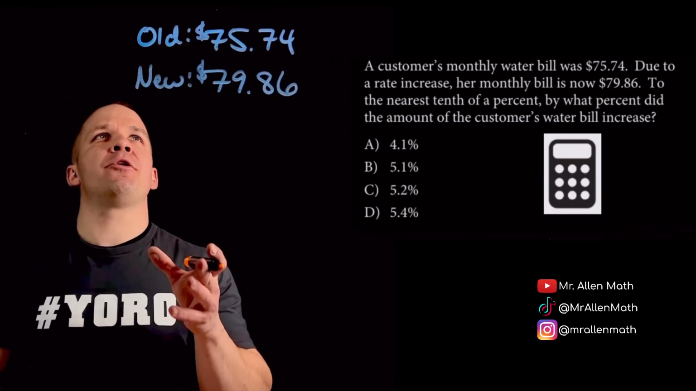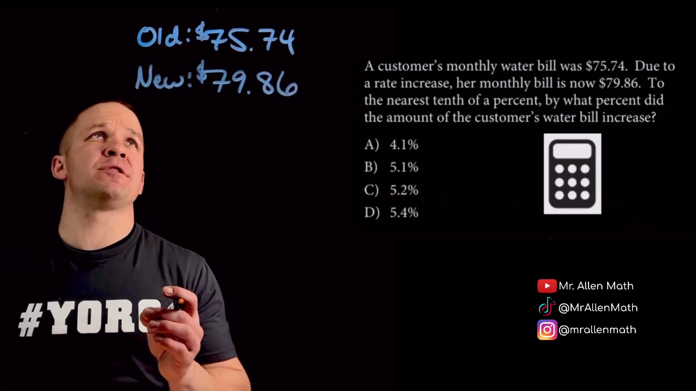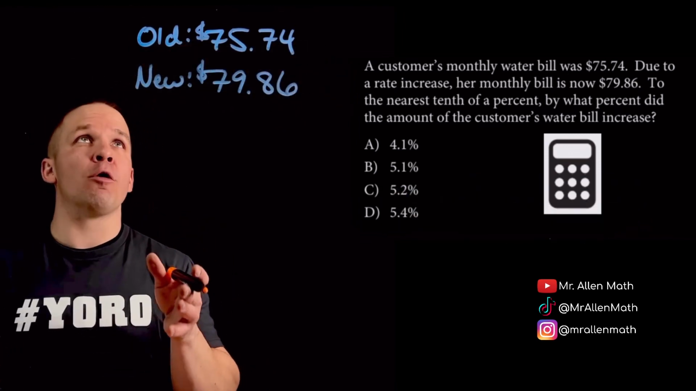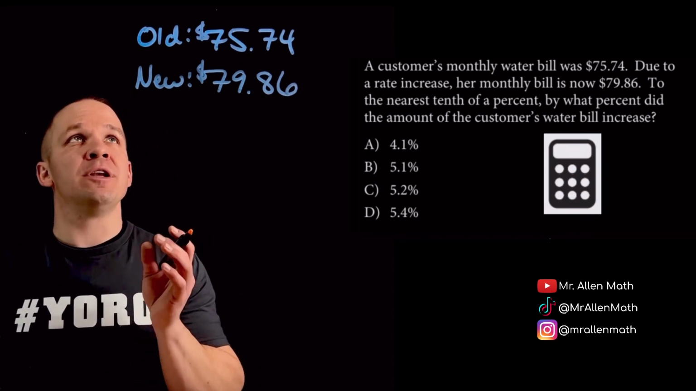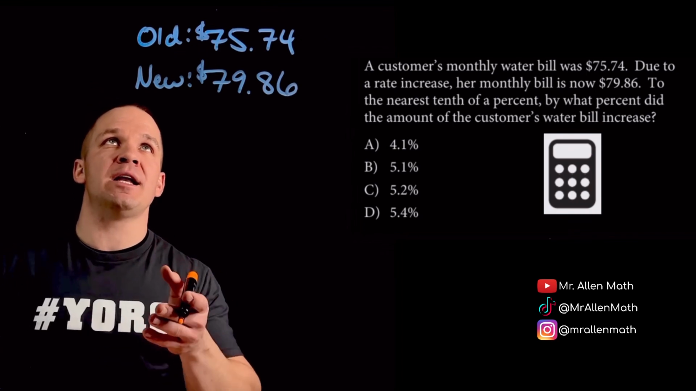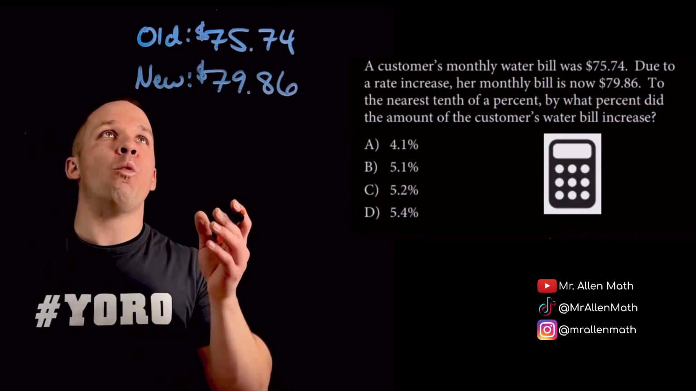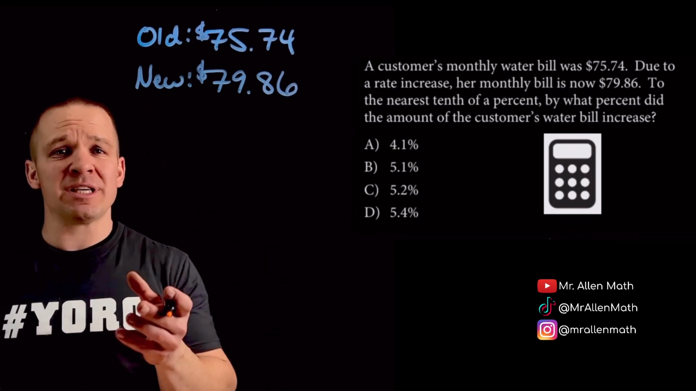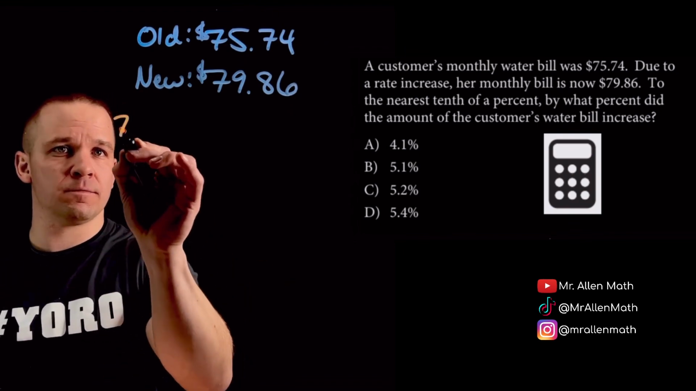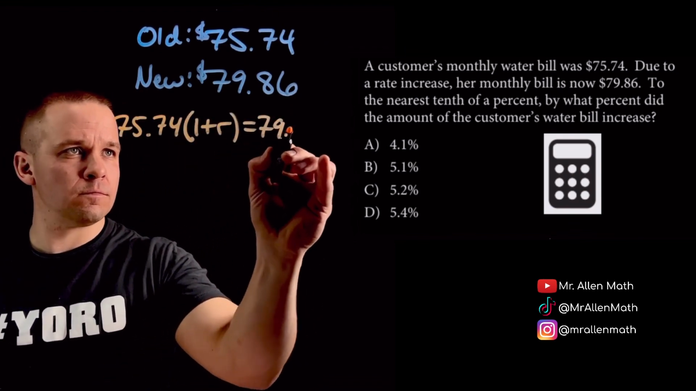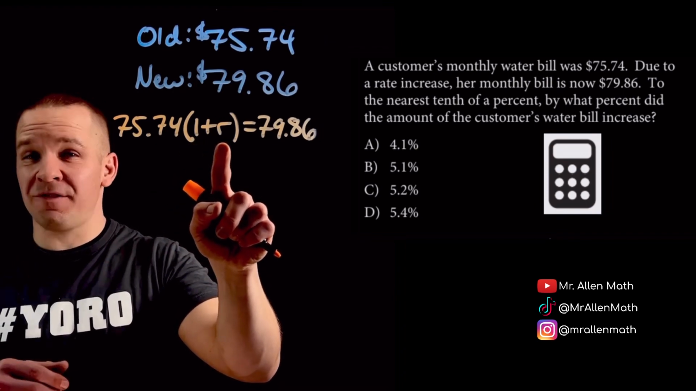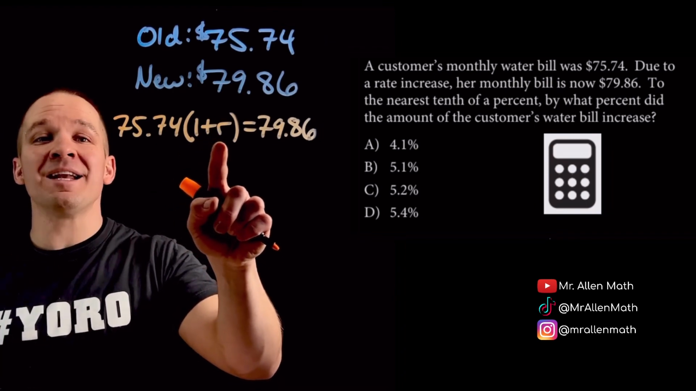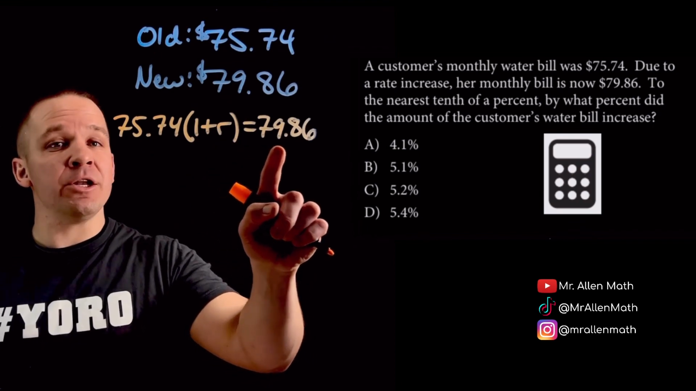A customer's monthly water bill was $75.74. Due to a rate increase, her monthly bill is now $79.86. To the nearest tenth of a percent, by what percent did the amount of the customer's water bill increase? Now I can actually set up an equation to help me solve this. So my original times 1 plus whatever that rate is, and if this was a decrease problem, we could do 1 minus that rate, equals my new price.